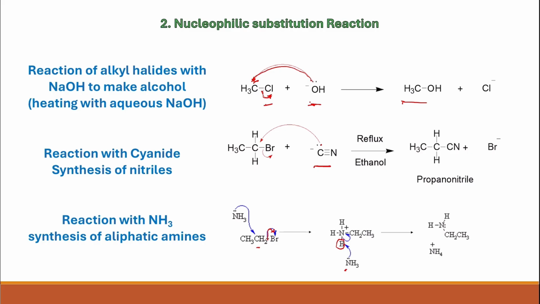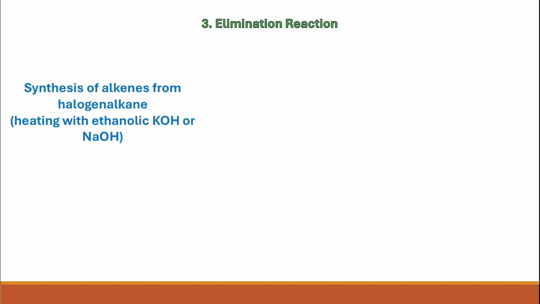Elimination reaction. We see this in the synthesis of alkenes from haloalkanes. In this case, we're going to heat with ethanolic potassium hydroxide or sodium hydroxide. If you heat with aqueous sodium or potassium hydroxide, there will be substitution, but with the ethanolic, you end up with the elimination. In the elimination reaction, you have the hydroxide ion as a base here.